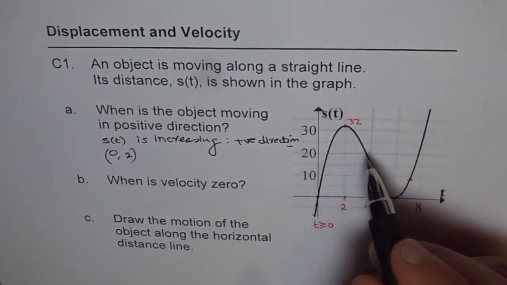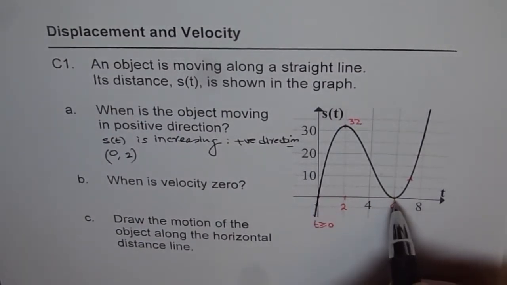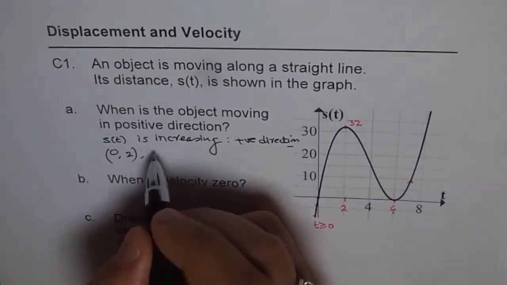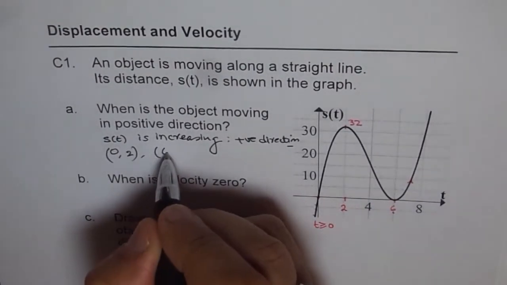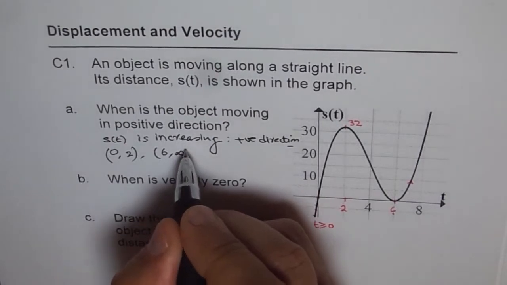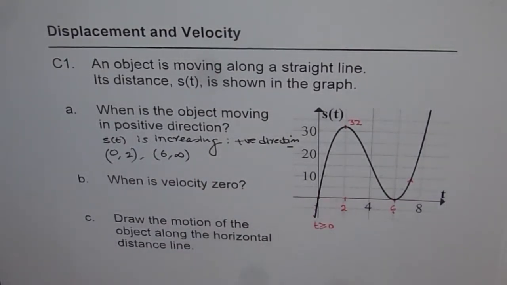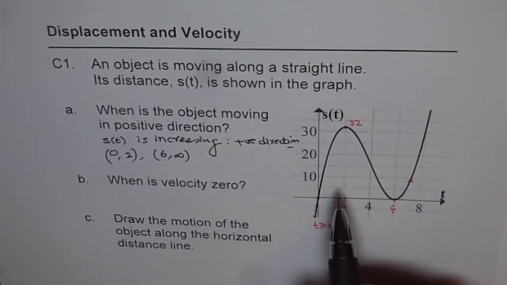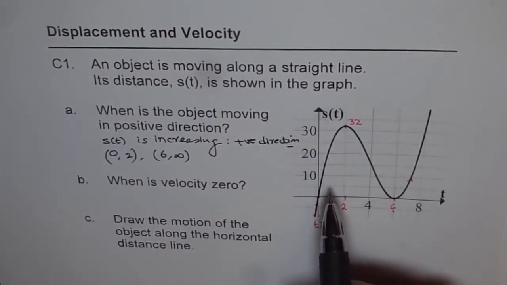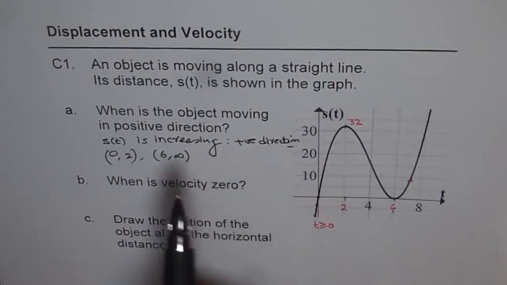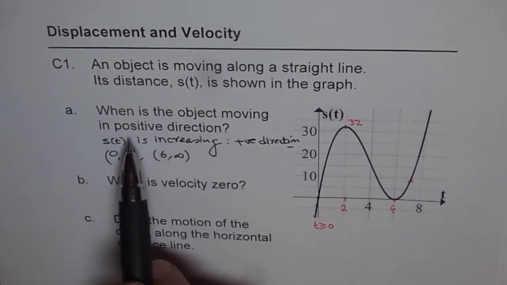Now displacement is positive all throughout except for these 2 points, but that does not mean it is increasing, so don't get confused about that. Then it starts increasing after 6. So we can say 6 to whatever, right? So we'll just write infinity here for the time being. So these are the 2 intervals when the object is moving in positive direction, okay? We are not asking when is displacement positive. We are asking when is object moving in positive direction.